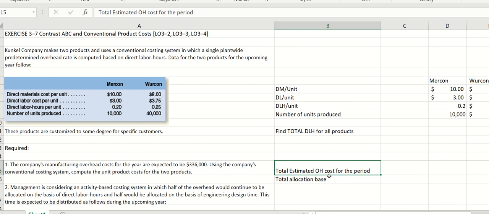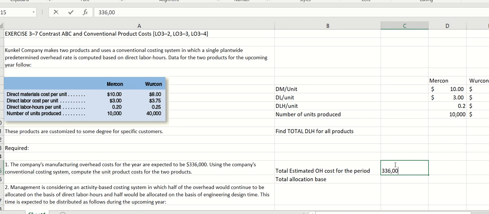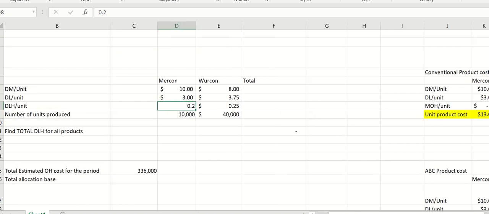To do the predetermined overhead rate, I need the total estimated overhead cost for the period, which they told me was $336,000. For the total allocation base, they use direct labor hours, but direct labor hours is given on a per unit basis. I know how many units they're producing, so I have to convert this to total direct labor hours for all the products, everything they're going to need for both products for the whole period. So we will multiply to get a total.